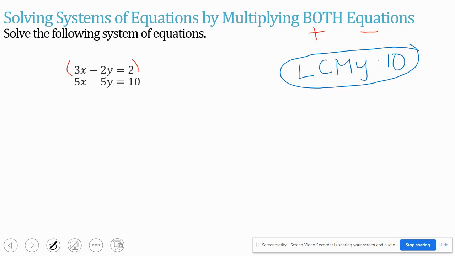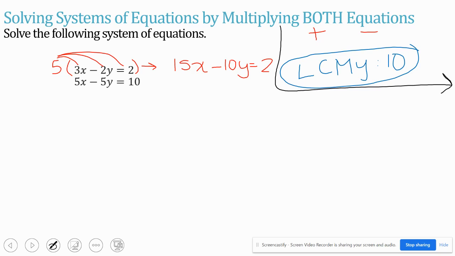So let's look at this first equation. This negative 2y, I want to make this into a negative 10y. So what number times negative 2 would give me negative 10? What you can do is take that LCM of 10, divide it by 2 in your head. 10 divided by 2 is 5. So we're going to be multiplying by 5. And I'm going to keep that negative. So I'm going to multiply everything by 5. We get 15x minus 10y equals 10. And I'm going to just square this off in its own little thing, because that is just part of that.